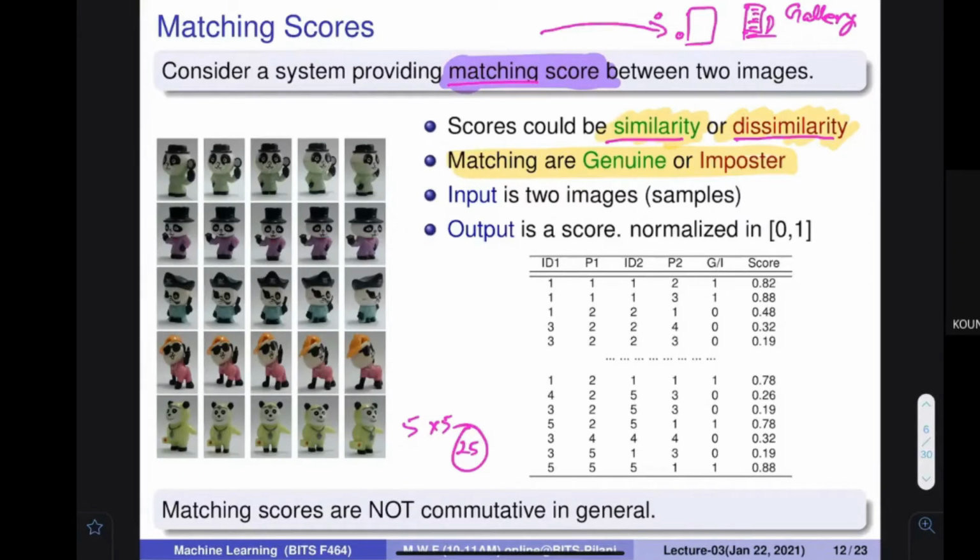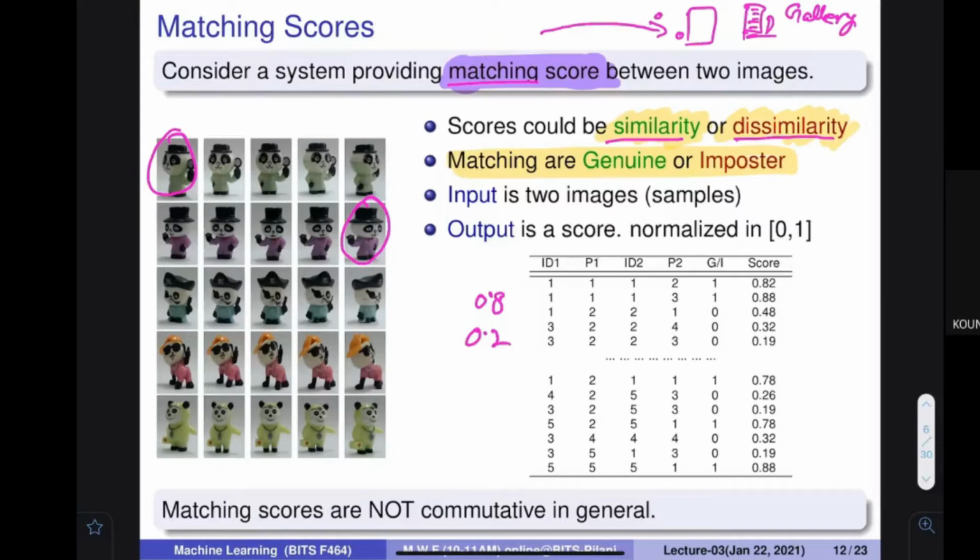So if I am matching this image with this image, what would be the score? Let's assume that the score is similarity. Okay, what would be the score? I don't know. Let's assume that it is 0.8. Okay. When I'm going to match the same image with this other image, what is going to be the score? Can anybody tell? Around 0. Okay, so let me call it 0.2. Okay, it would be 0.2.